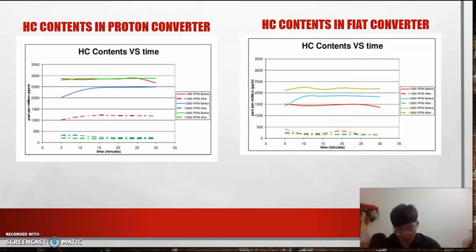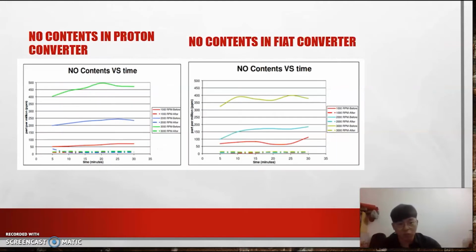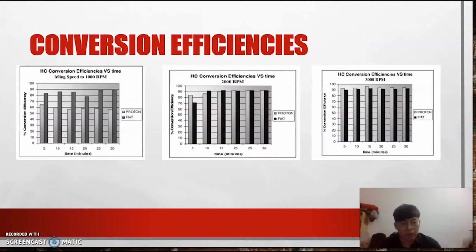The next one will be the HC. For the HC, the figure shows that the unburned hydrocarbons at idling speed of 1000 rpm are higher in the Proton converter than the Fiat converter, though the exhaust temperatures for both are similar. For the next one, the NO contents. The figure shows that for NO reduction, both converters perform in a similar way, reducing NO as low as 5 to 15. For the next one, the conversion efficiency, it shows that the Fiat had a higher conversion efficiency than the Proton.